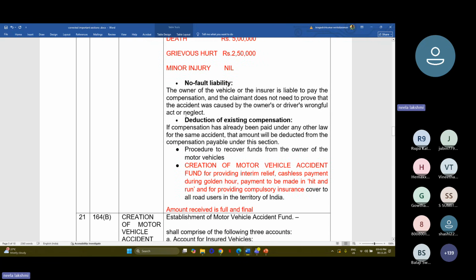Reduction of existing compensation: if any other compensation is already received by this no fault victim, that compensation will be reduced from this amount. This is the procedure. If compensation has already been paid under any other law for the same accident, that amount will be deducted from the compensation payable under this section.